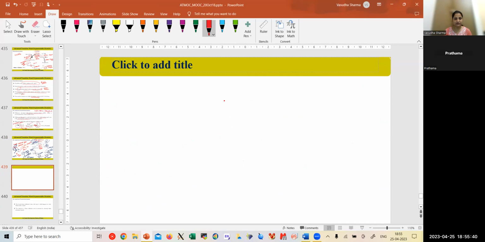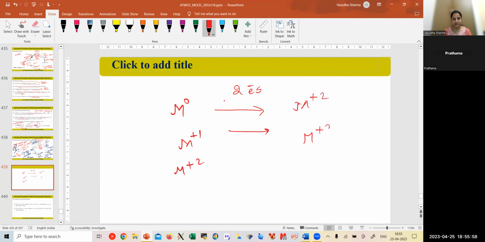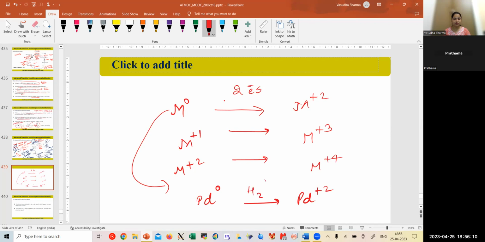Generally, when we take a metal, and the metal is in 0 state, or +1 state, or +2 state, whatever it is, if it has the capacity to lose 2 electrons, it goes to M+2, M+3, or M+4. For example, take palladium 0 to palladium 2. Where do those 2 electrons go? For example, if I have to activate H2, the H2 can take electrons and coordinate with your palladium, H and H. Once this kind of change is happening, that is called oxidative addition.